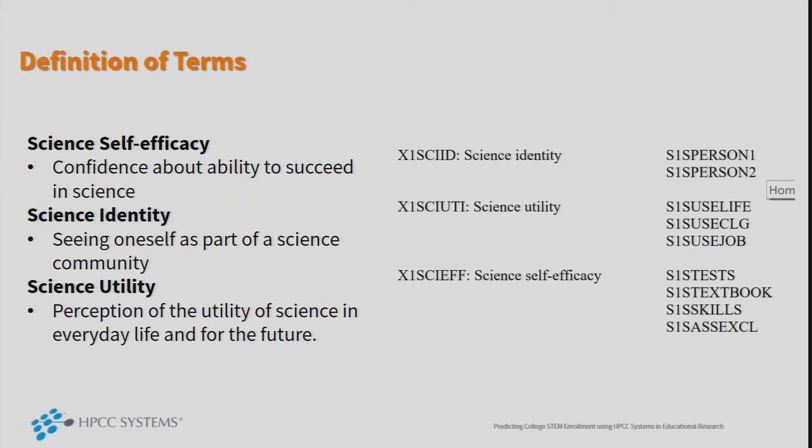So these are the three variables that I would be examining in the study: science self-efficacy, science identity, and science utility. Now, science self-efficacy means a student has confidence about the ability to succeed in science. Science identity is the student sees himself as a science person, and science utility is the perception a student has in regards to STEM activities in the community or in daily lives, etc.